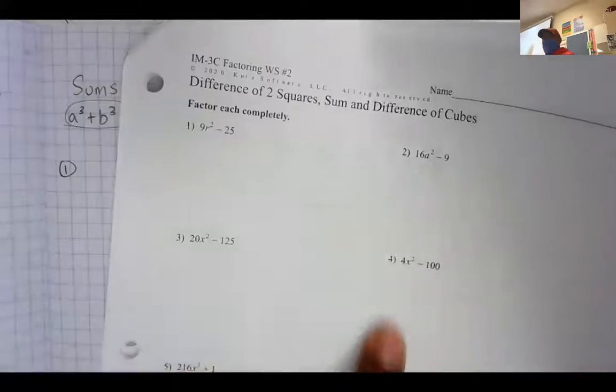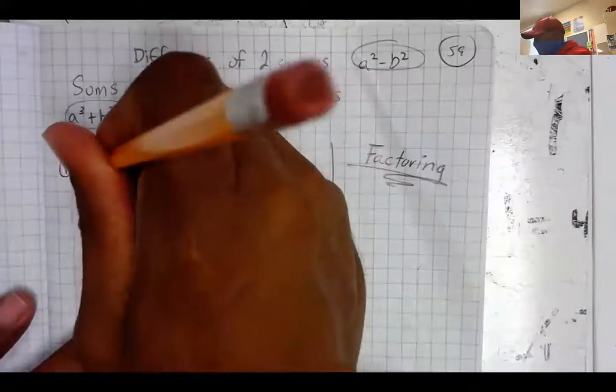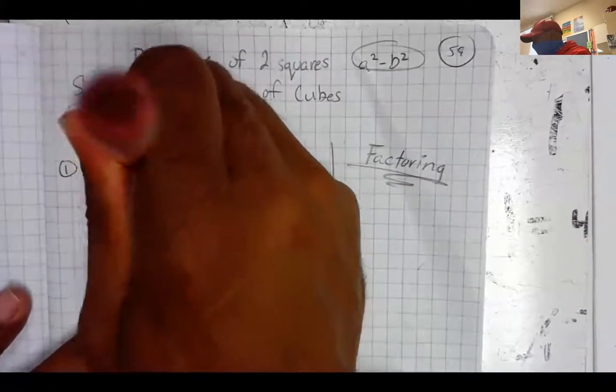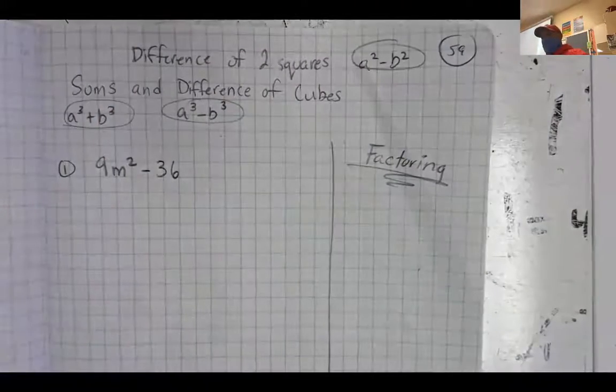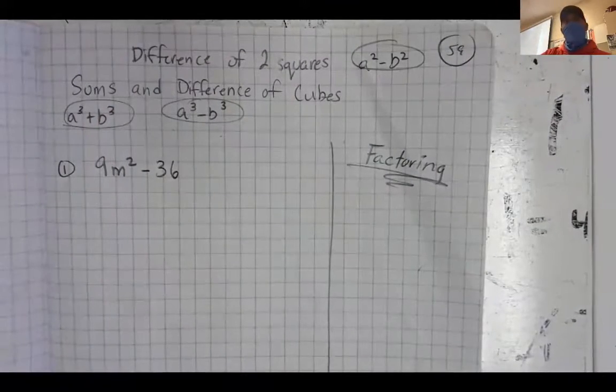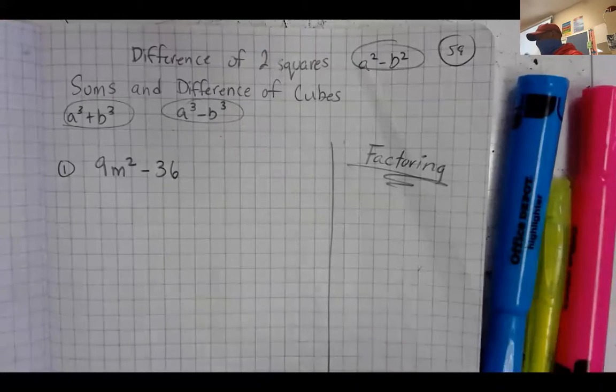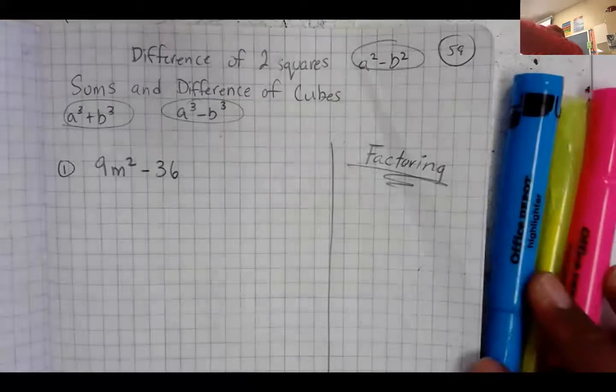Okay, so we're going to start with something like this. All right, so let's say I have 9m squared, let's just say minus 36. Okay, and by the way, I'll use highlighter. I have highlighters in here, guys, over there if you need them.